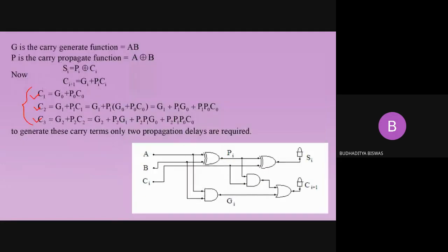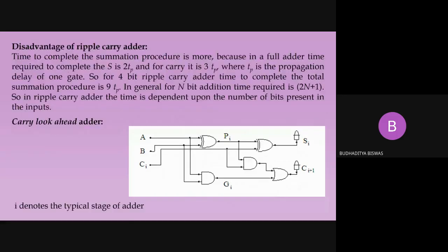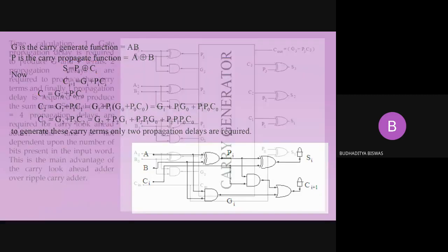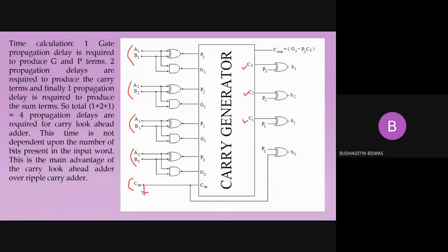Here you see the final sum expression is this one. Once the carry terms are generated, S equal to nothing but Pi XOR Ci. So S3, if i equal to 3, then S3 equal to P3 XOR C3. Similarly, S2 equal to XOR of C2 and P2, S1 equal to XOR of C1 and P1, and S0 equal to XOR of P0 and C0.